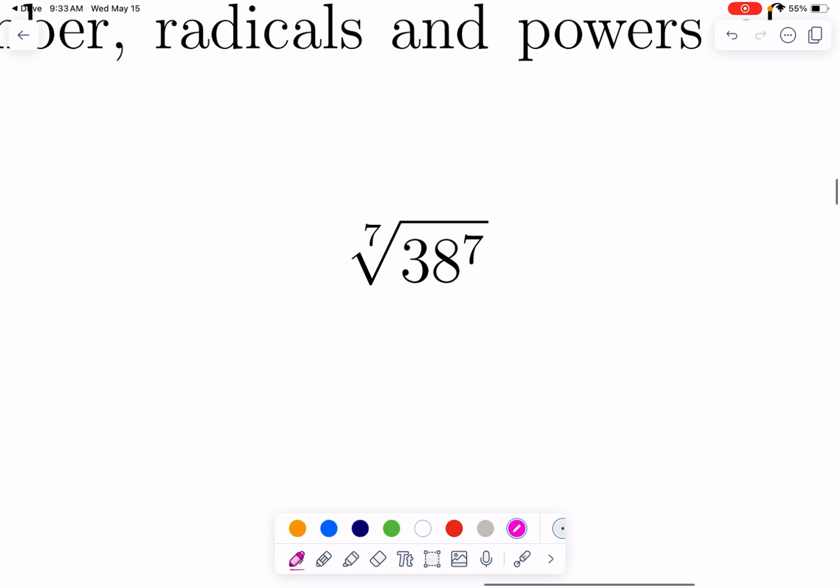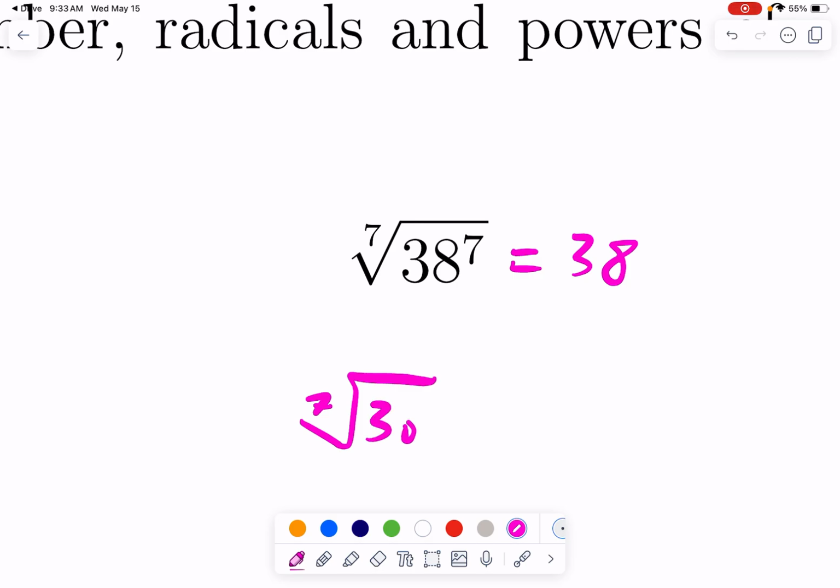Right? Similarly here, I don't know what 38 to the 7th power is, but I know the 7th root of that will be 38. And this cancellation works the other way. If I say, hey, what's the 7th root of 38, and then raise that to the 7th power, that's 38.